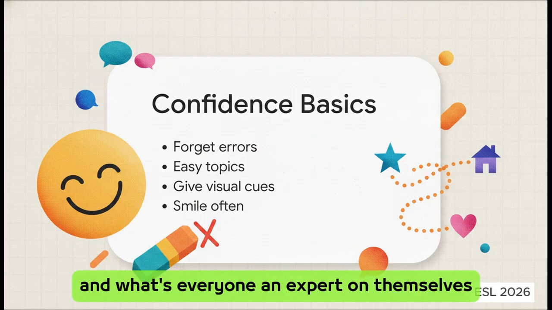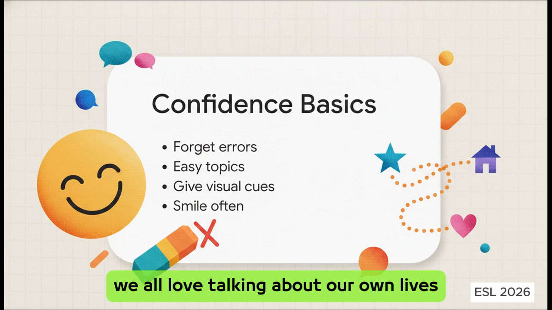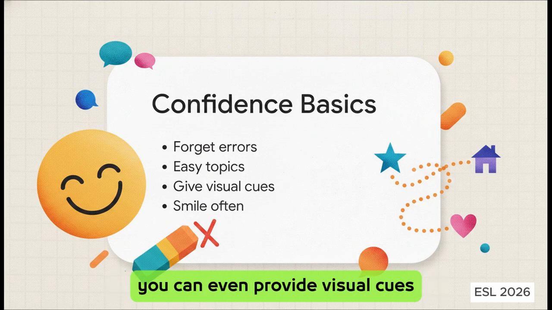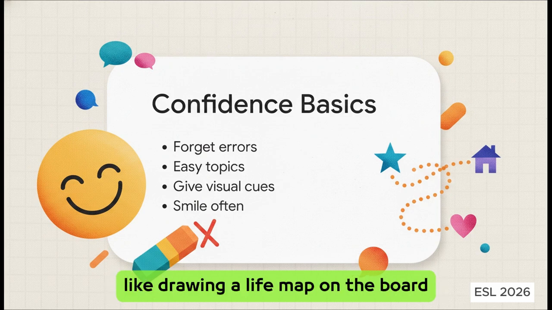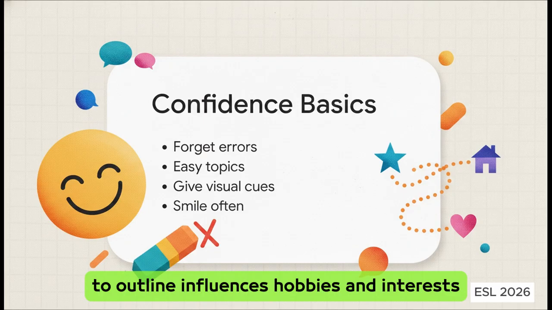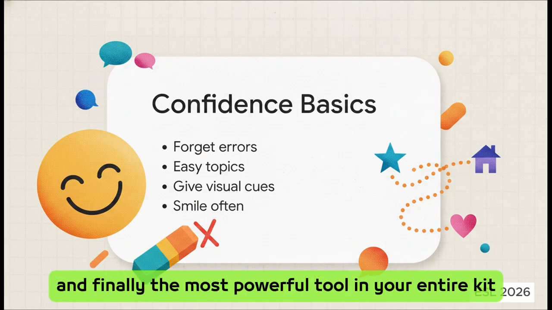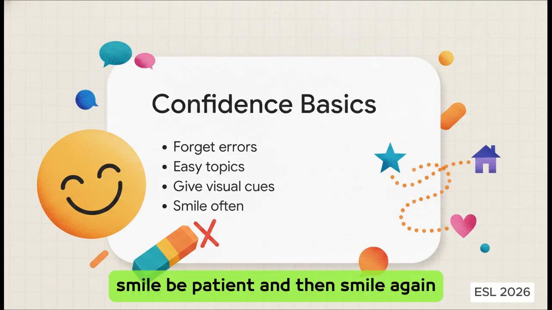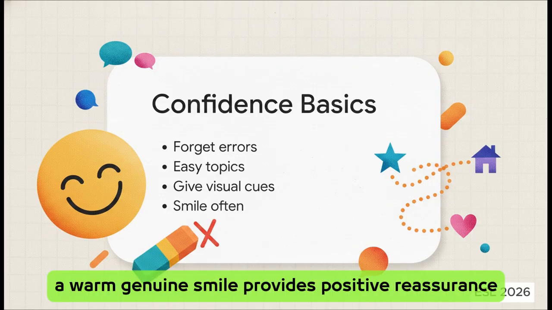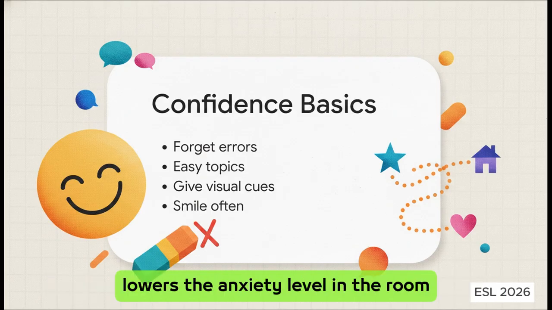Second, give them topics they are total experts on. And what's everyone an expert on? Themselves. We all love talking about our own lives. You can even provide visual cues like drawing a life map on the board to outline influences, hobbies, and interests. It gives them a familiar template to work from. And finally, the most powerful tool in your entire kit. Smile, be patient, and then smile again. A warm, genuine smile provides positive reassurance and just miraculously lowers the anxiety level in the room.